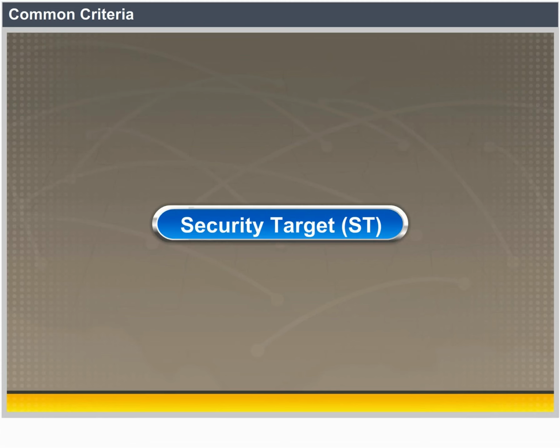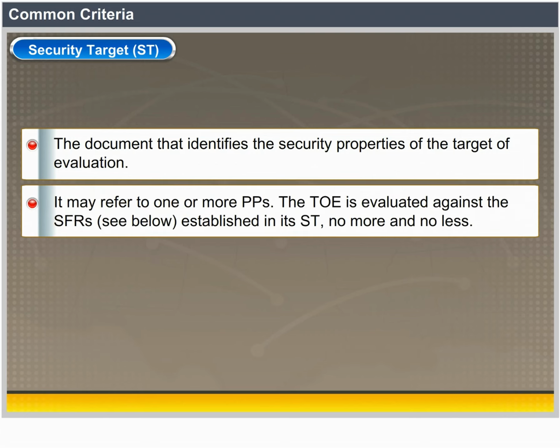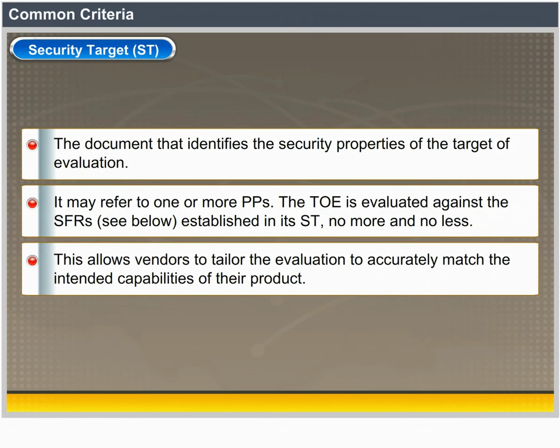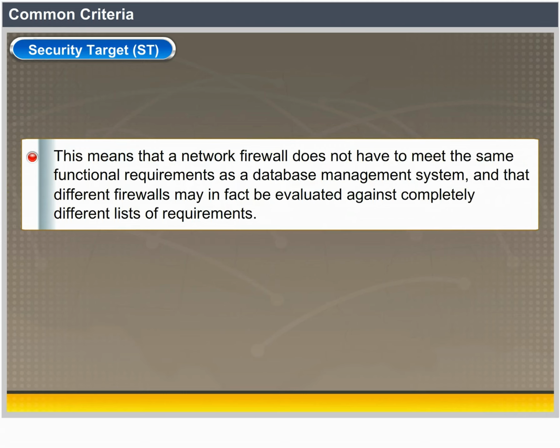Security Target (ST). The document that identifies the security properties of the target of evaluation. It may refer to one or more PPs. The TOE is evaluated against the SFRs, see below, established in its ST, no more and no less. This allows vendors to tailor the evaluation to accurately match the intended capabilities of their product. This means that a network firewall does not have to meet the same functional requirements as a database management system, and that different firewalls may in fact be evaluated against completely different lists of requirements.